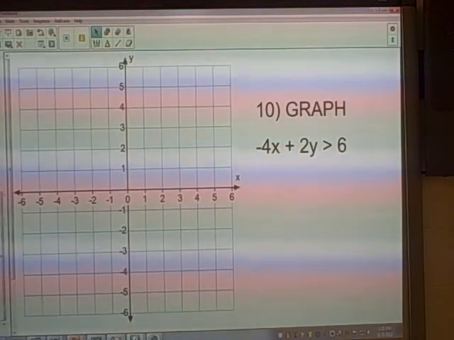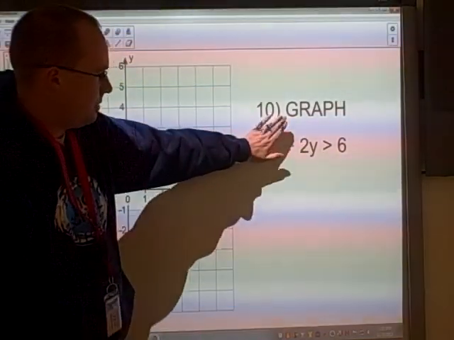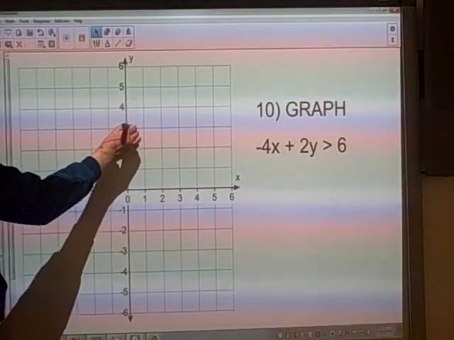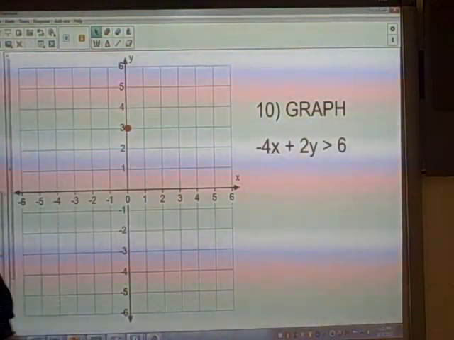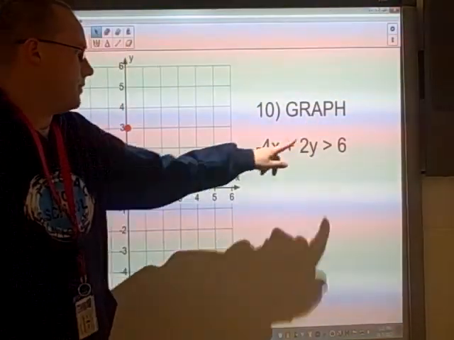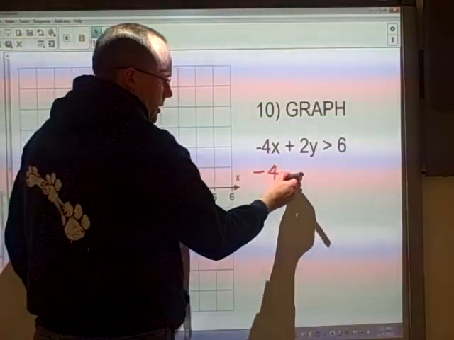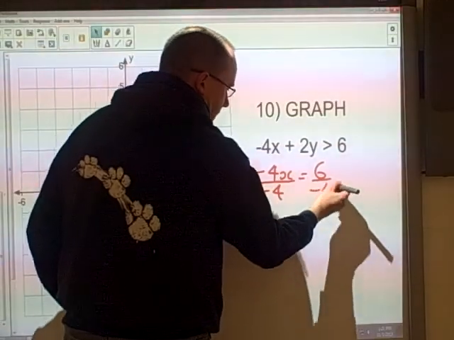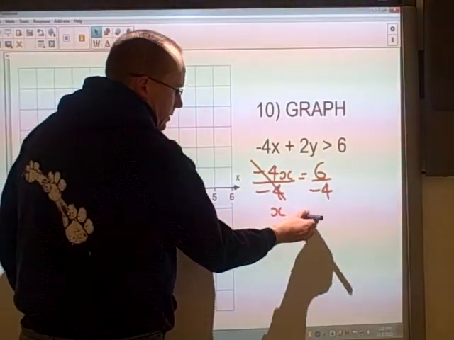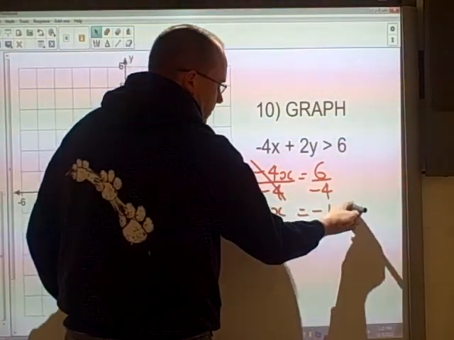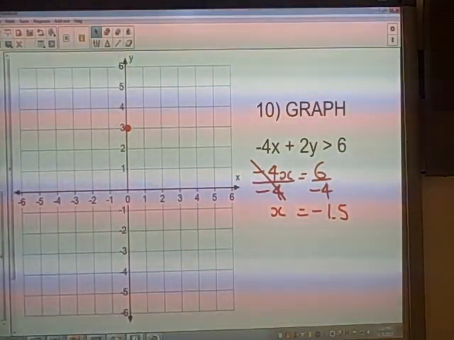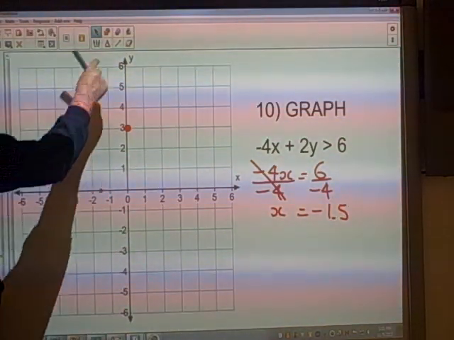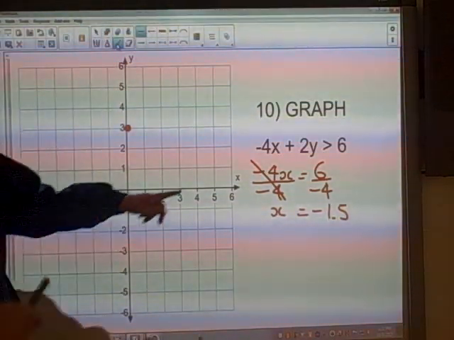Negative 4x plus 2y is greater than 6. So set x equal to 0, cover that up. So 2y equals 6 tells me that y is going to equal 3. Set y equal to 0, solve this. Negative 4x equals 6. Doesn't divide nicely, this one, so divide both sides by negative 4. That cancels, and 6 divided by negative 4 is negative 1.5. So we've got a decimal, so somewhere between negative 1 and negative 2, halfway. And we'll just have to do the best that we can.